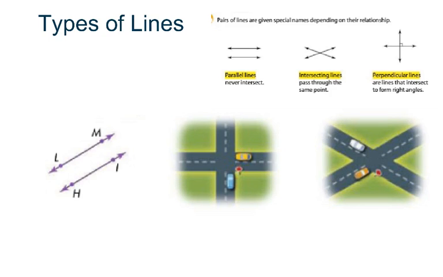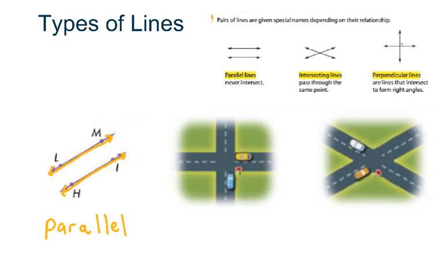So let's do some examples. So let's look here. These 2 lines are what? Are they touching? No. They are parallel. Remember, use the L's in parallel to help you.